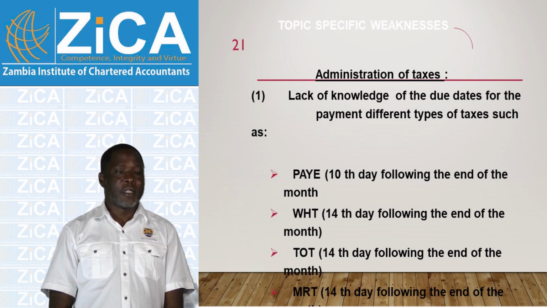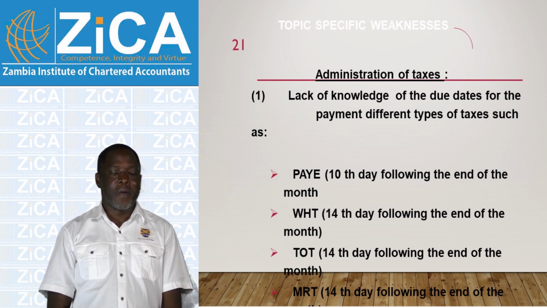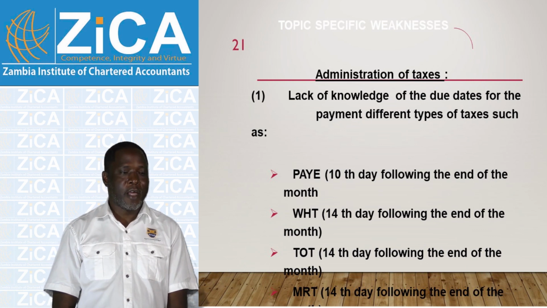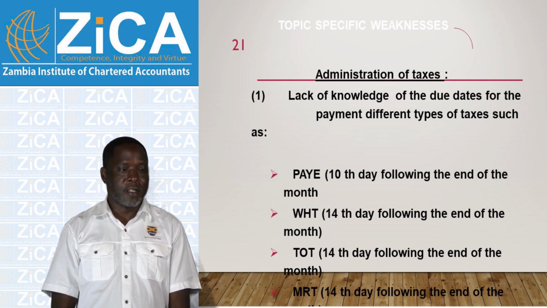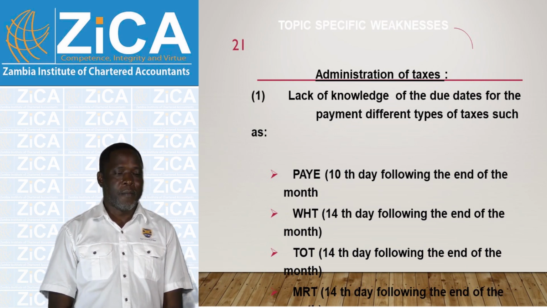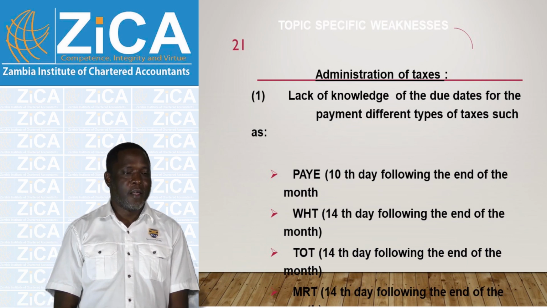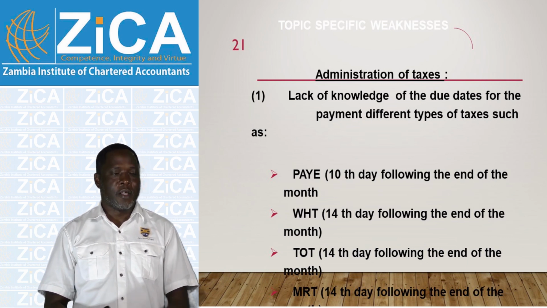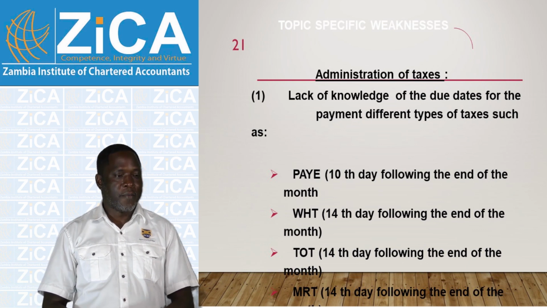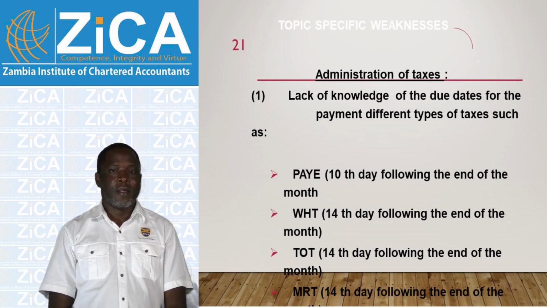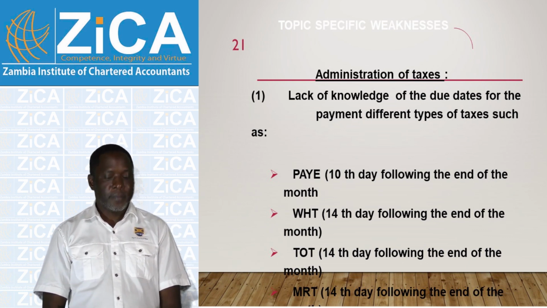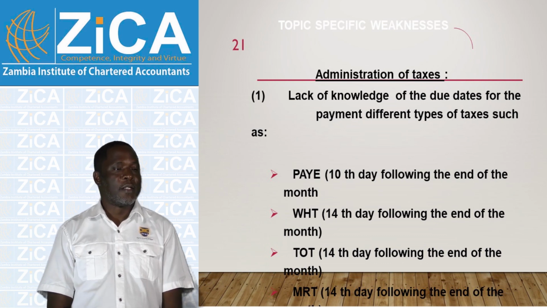Similarly, withholding tax is payable on the 14th day following the end of the month in which the withholding tax was deducted from the payment. Turnover tax also is due on the 14th day following the end of the month in which the sales were made. Mineral royalty tax is also due on the 14th day following the end of the month in which the minerals were sold.